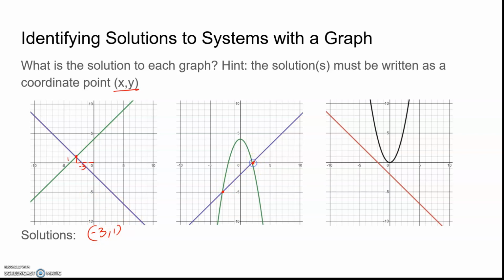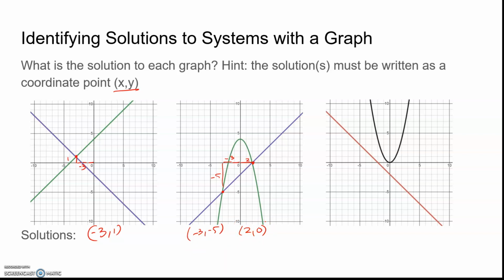In this system, I have 2 points where they meet, right? So both of them are solutions. I have to figure out what they both are. I go -3, and then down 5, and then I go just over 2. I don't go up or down anywhere. So my first solution is -3, -5. And my second one is 2, 0, because I don't go up or down on my y-axis.